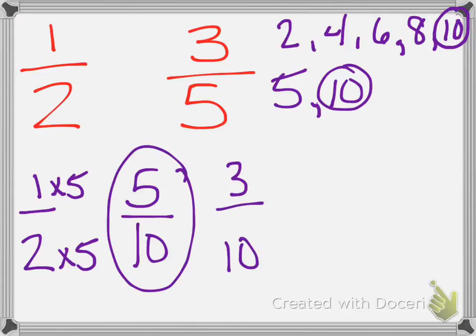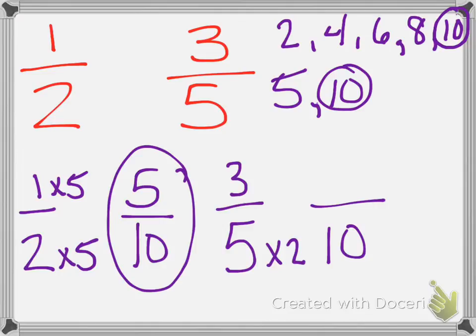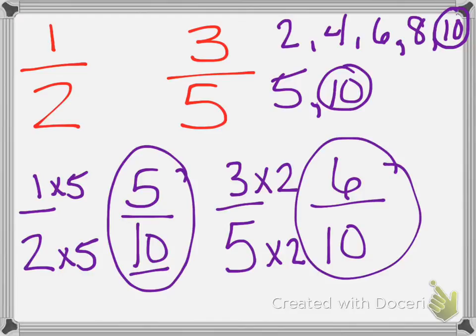3/5, I want it to be tenths. 5 times 2 gives me 10, and 3 times 2 gives me 6. So now I have common denominators. I can compare them, add them, subtract them. We're good to go. Hope this helps.